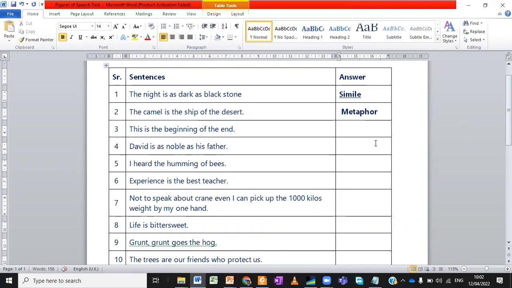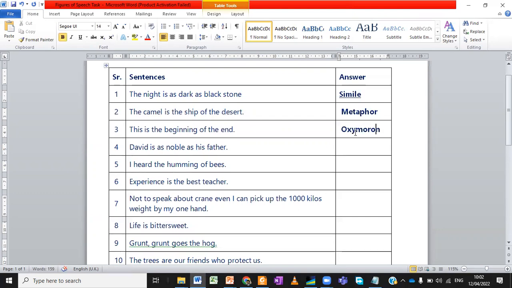Keep moving. Number 3. If you find any number difficult or quite not easy, just move to the next one, okay? I think number 3 is either oxymoron or hyperbole. No, it's not hyperbole. You don't have to guess. On the exam, they might just give you one option. Okay, oxymoron, because placing side by side.